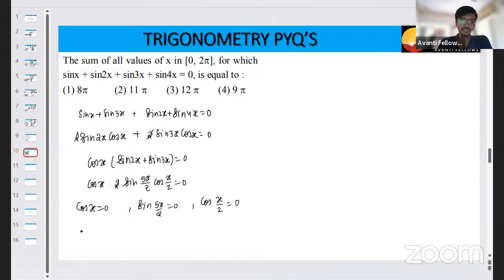So अगर cos x is 0, तो x is pi by 2 या फिर 3 pi by 2 because we want between 0 to 2 pi. Sin x is 0, so x is 0 या तो pi या तो 2 pi. Sorry, 5x by 2. So 5 into 2, 5 pi तक जा सकता है ना.